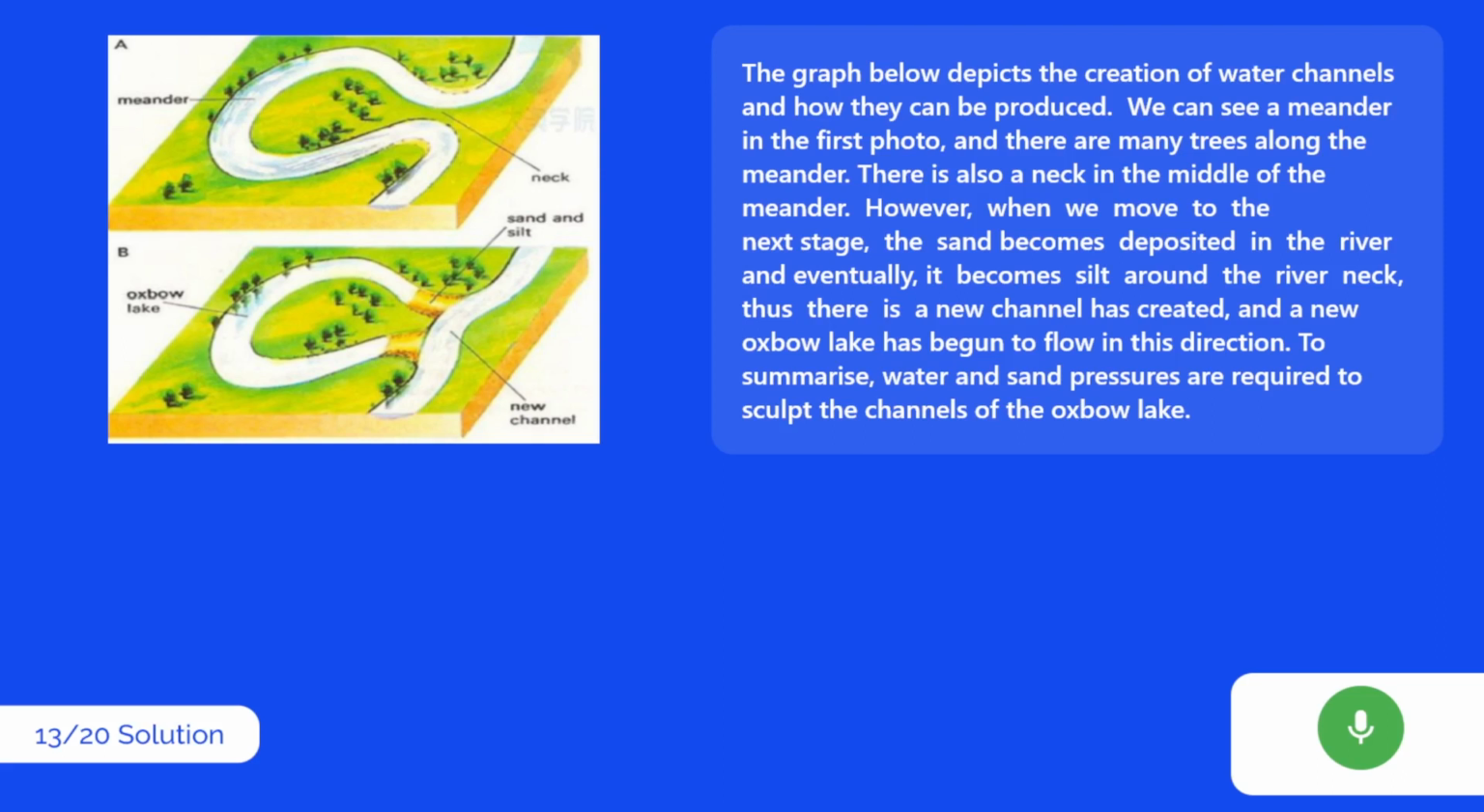However, when we move to the next stage, the sand becomes deposited in the river and eventually, it becomes silt around the river neck. Thus a new channel has been created, and a new oxbow lake has begun to flow in this direction. To summarize, water and sand pressures are required to sculpt the channels of the oxbow lake.